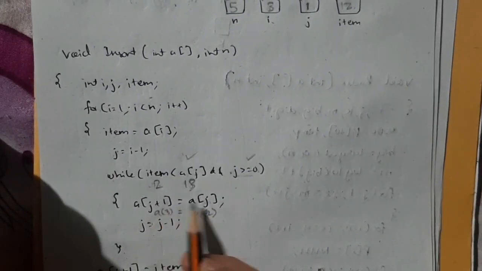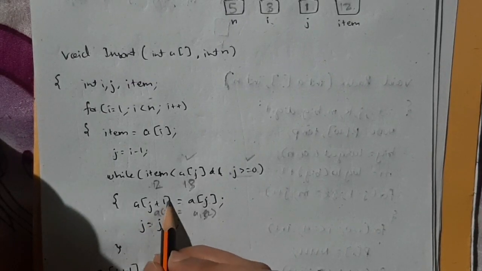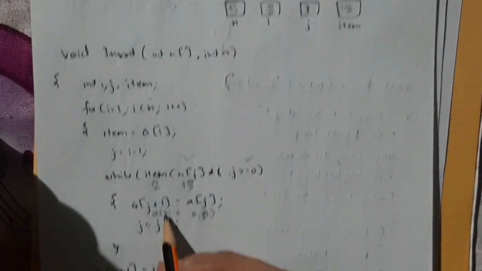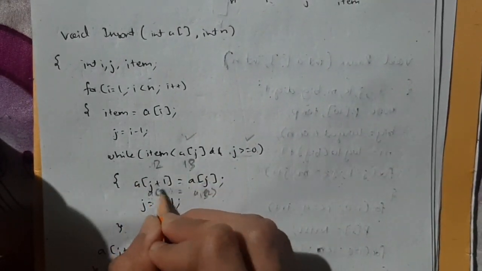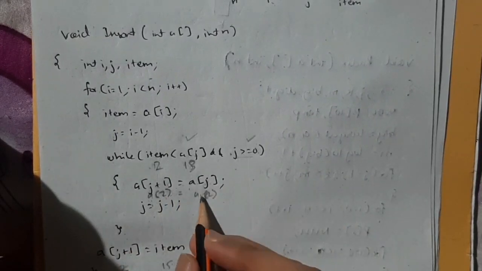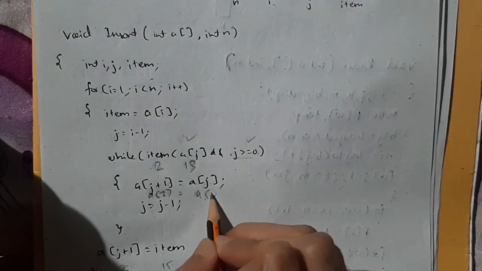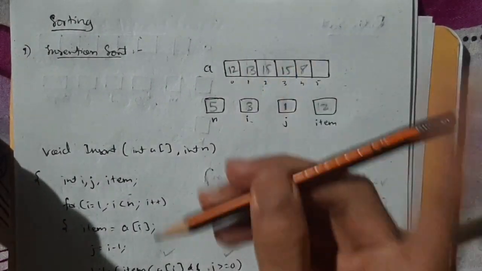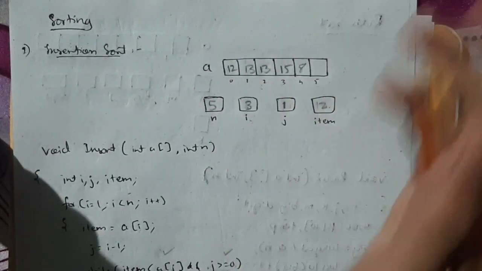A of j plus 1 is equal to a of j. What is a of j plus 1? A of 2. What is a of 2? 15. See, a of 2 is 15. So a of 2 is equal to a of j. A of j means a of 1. What a of 1 has, that should come to a of 2. 13 will come here. Then j will become j minus 1.